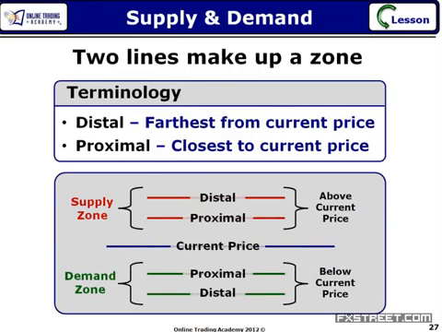So our proximal line is always going to be closest to whatever the current price is. If we're looking at a demand zone, the proximal line is closest to the current price and the distal line is below that area. The proximal for supply is going to be closest to current price. It'll be the bottom line. Easier said than done? Absolutely it is.